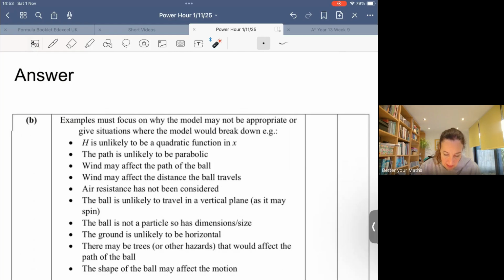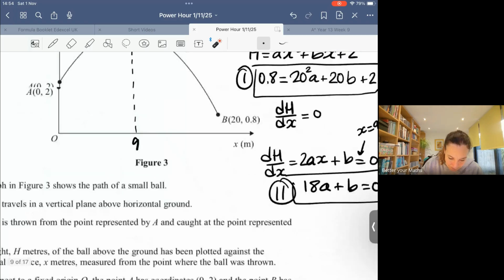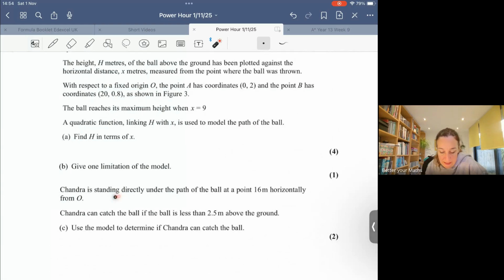Where do we have it? H is unlikely to be a quadratic, the path is unlikely to be parabolic, wind may affect the path, wind may affect the distance, air resistance has not been considered, the ball is unlikely to travel in a vertical plane, the ground is unlikely to be horizontal, that's what I was saying, there may be trees or other hazards. So you can say anything that makes a bit of sense and get the mark. Don't overthink.